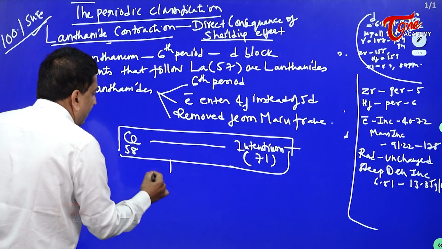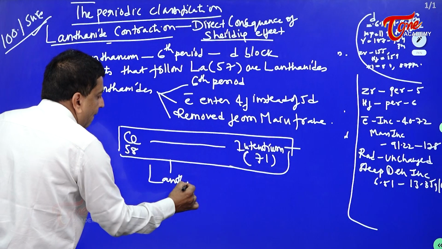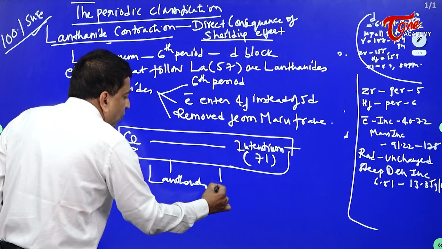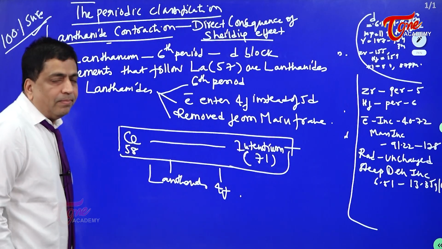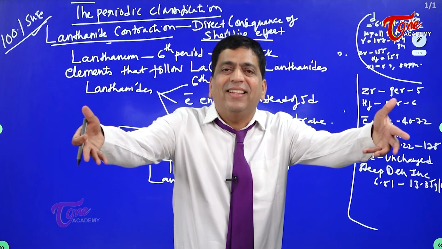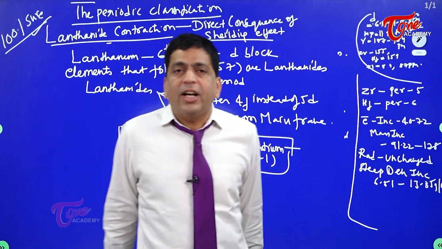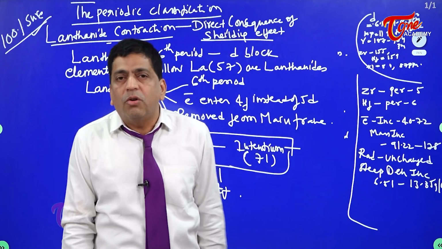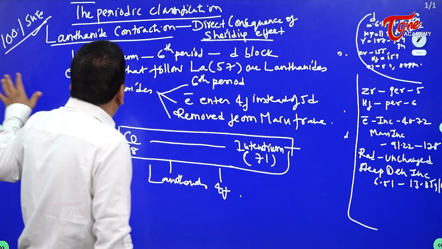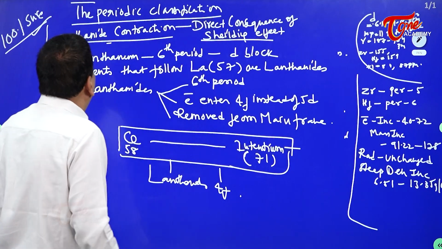These are lanthanides, and they belong to 4f. So we have located the lanthanides. Now what is lanthanide contraction? What is lanthanide contraction? Let us discuss. Now what we will do, once you can know this, let me fix it up.